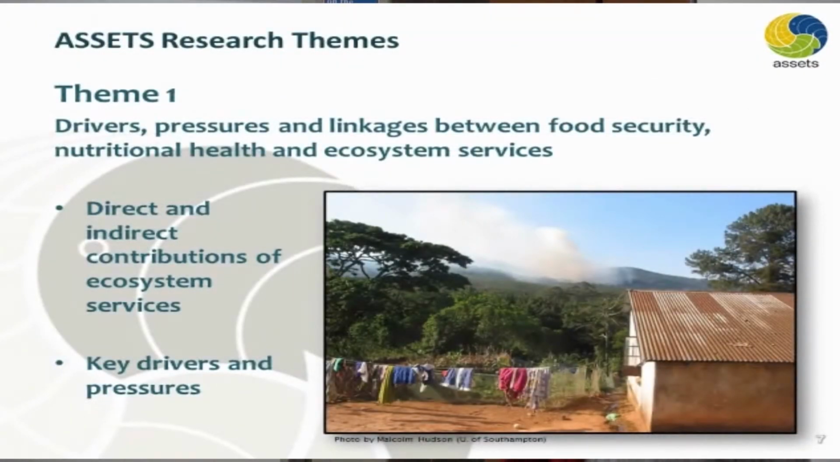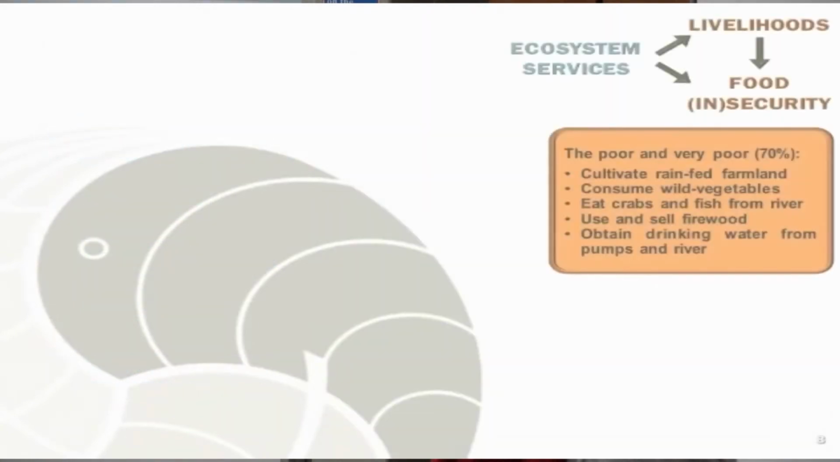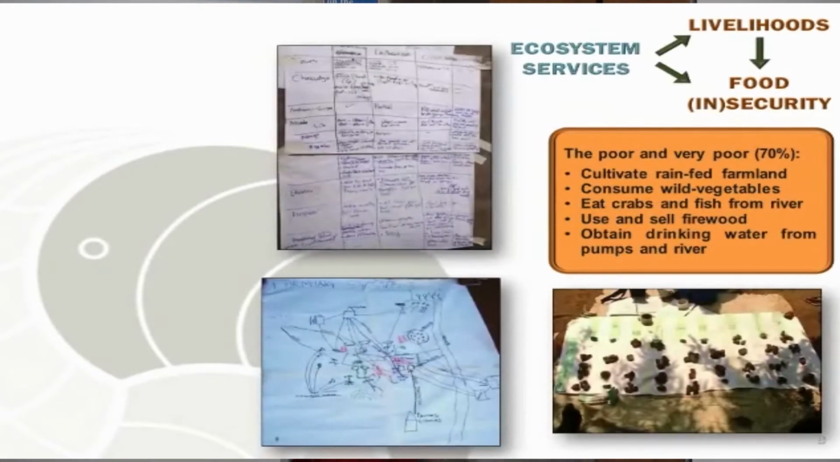So our first research theme is understanding the drivers and pressures, looking at the direct and indirect contributions of ecosystem services in our two case study sites. And here's an example of what that looks like in practice. We've been using a lot of participatory methods. So in a pilot village, our participatory well-being rankings showed us that about 70% of the population were poor and very poor, and they were the ones that were most dependent on ecosystem services for rain-fed agriculture, for example, for consuming wild vegetables and bushmeat and fish and crabs, also using and selling firewood, so very dependent on ecosystem services for their food security.